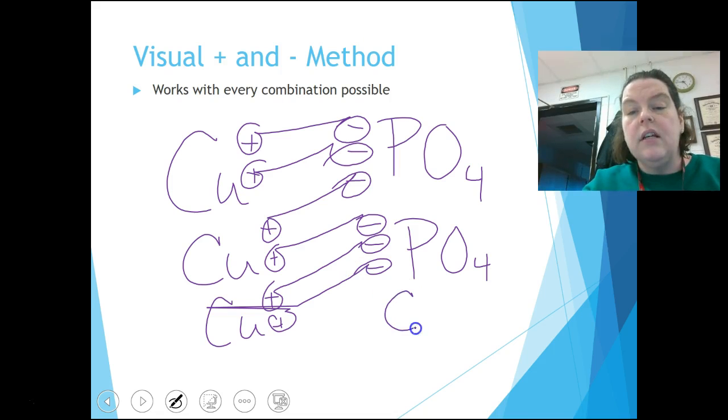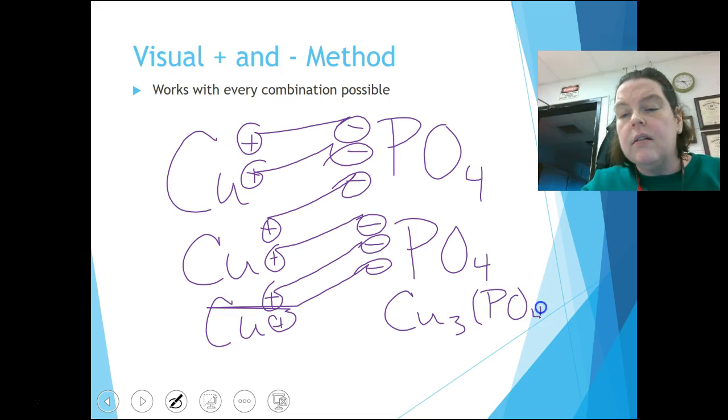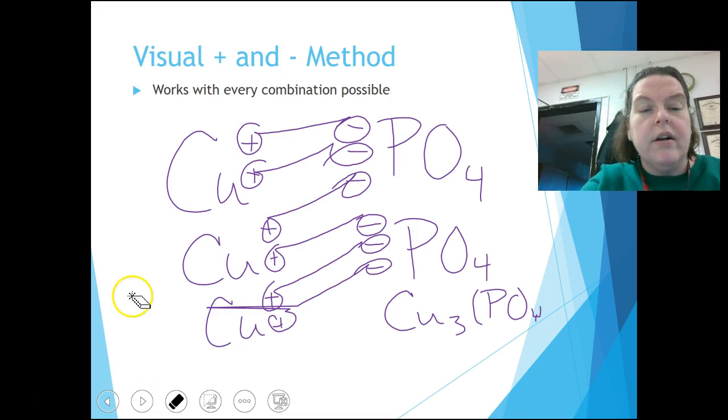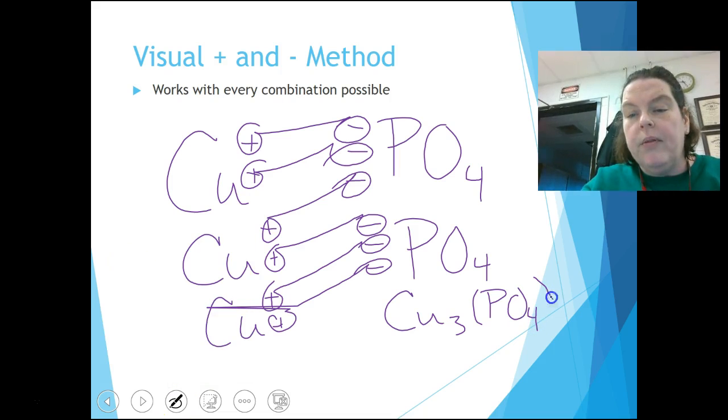So now we have Cu3, and we have more than one of the groups. So we have to remember, when we have more than one of a group, we are going to put that group into parentheses, just like we would in math. Sorry, I messed that up. My finger's not working very well today. So PO4, I'm going to put that in parentheses. How many do I have? I have 1, 2, so I'm going to put a 2 on the outside.